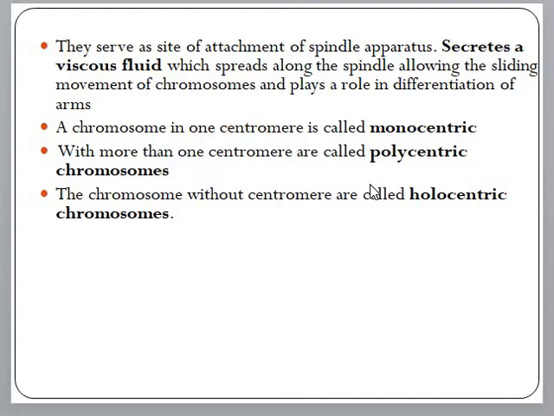If a chromosome has a single centromere, it is called monocentric. When they have more than one, they are called polycentric chromosomes. And if they have no centromere, they are called holocentric chromosomes.